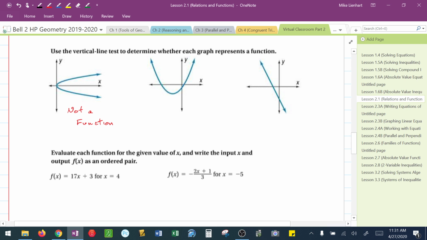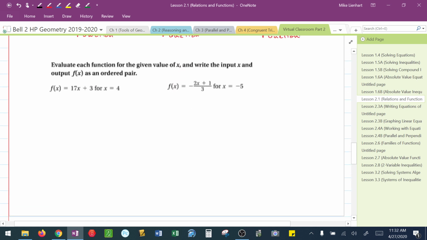How about a curve like this one? We'll move that vertical line from left to right. At any point of x, there's only one output value of y. Therefore, we can determine for each input there's only one output. This is a function. Similarly, with this last example, if I move a vertical line across this graph, for each input there was only one output. Therefore, this is a function.